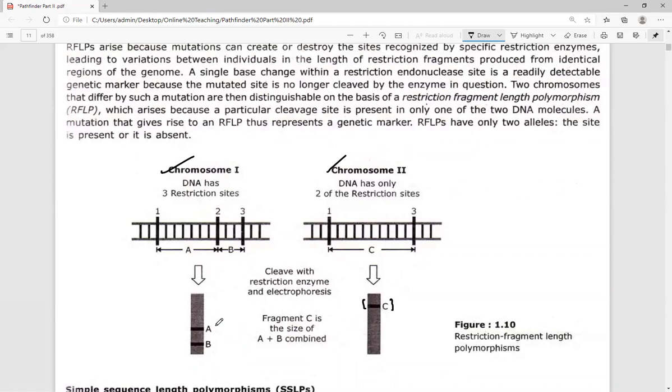So this is referred to as RFLP, restriction fragment length polymorphism. What is this? This is restriction fragment length polymorphism. There is a restriction fragment which is going to be produced, and because of this restriction fragment, several different types of bands are produced.